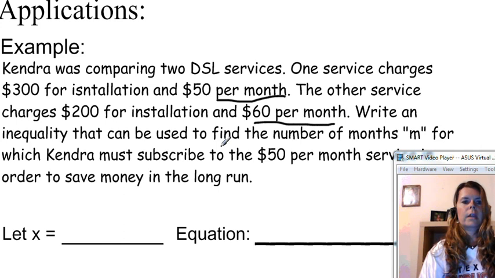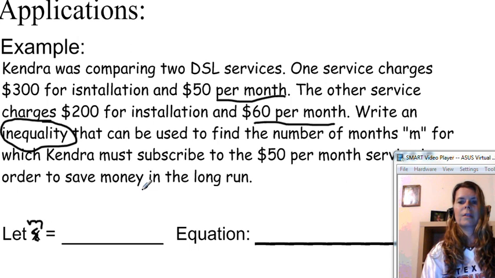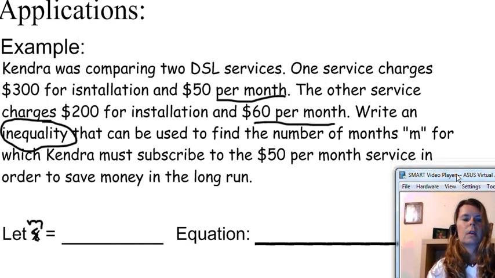So write an inequality. We'll see that word inequality, so your verb isn't going to be an equal sign, or it would say equation. That can be used to find the number of months m. Now they tell us to use m. I put x down here. You can scribble this out and put m because the problem tells us to use m. So we're just going to do that. If you like x and you're opposed to m, just use x. That's okay. For which Kendra must subscribe to the $50 per month service in order to save money in the long run. Save is a keyword.